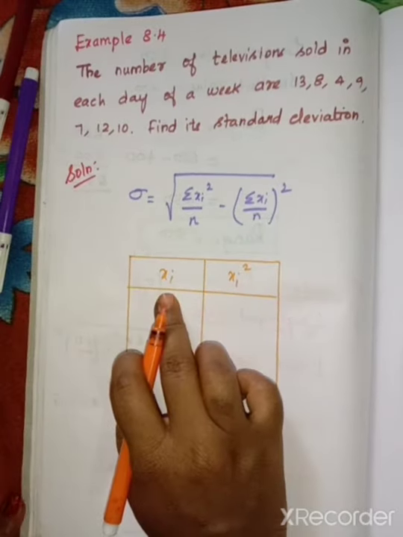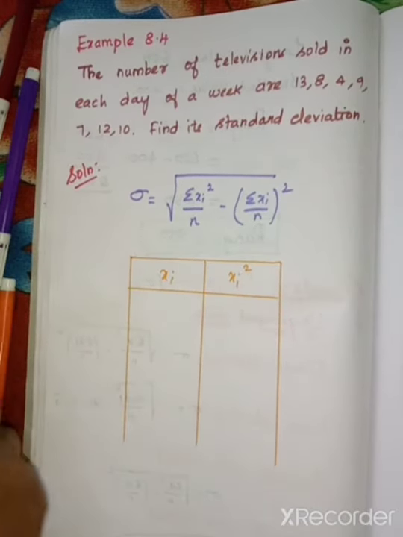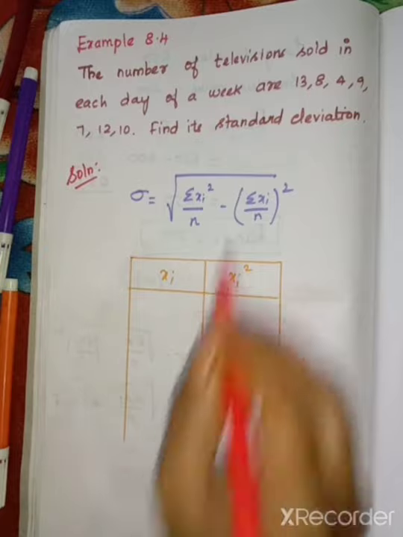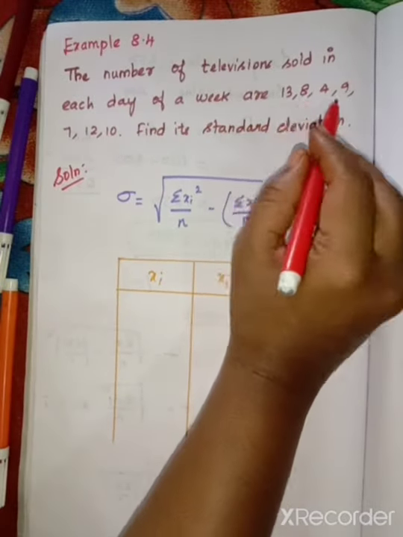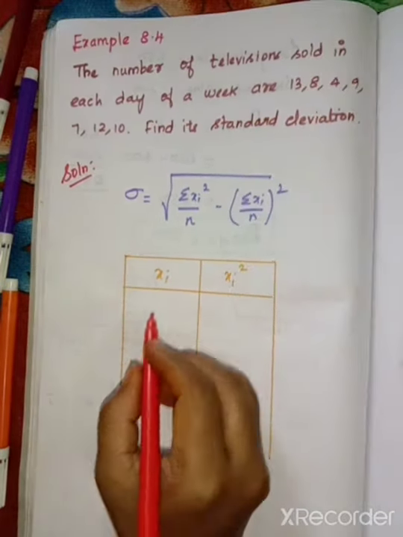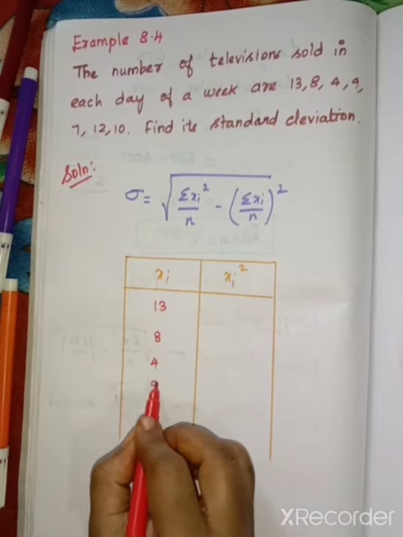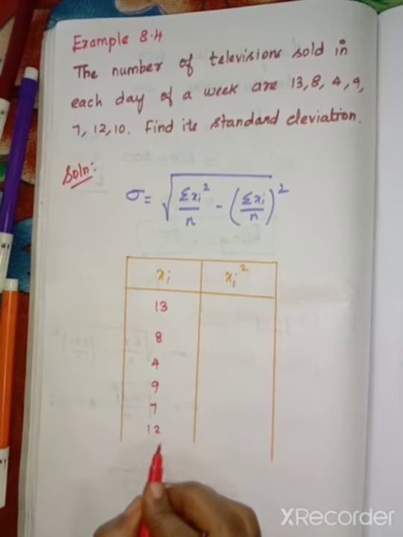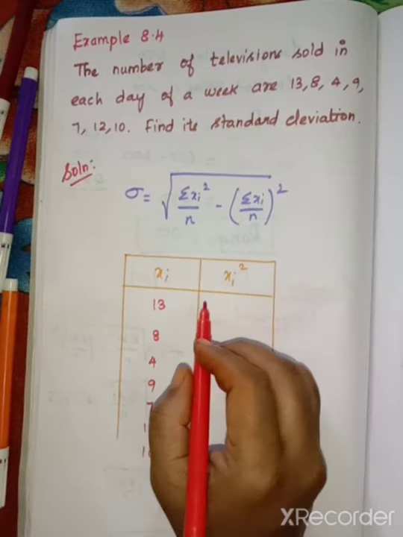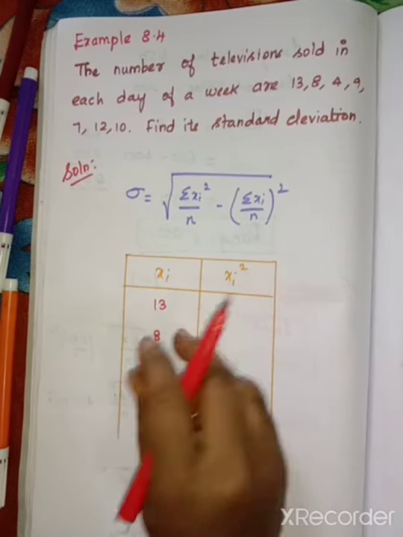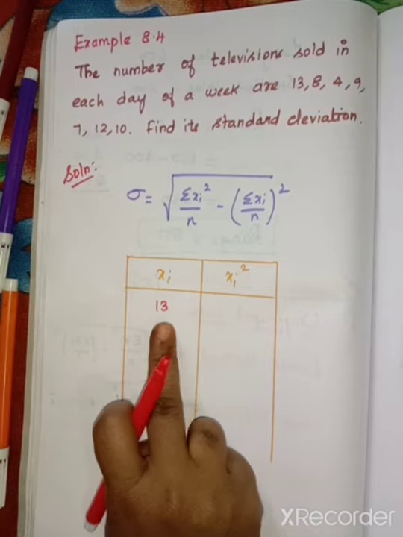The xi means the given data, that is for each day of a week the televisions sold. So here we write 13, 8, 4, 9, 7, 12, 10. Then here we have xi squared. Squared means we want to square the terms.